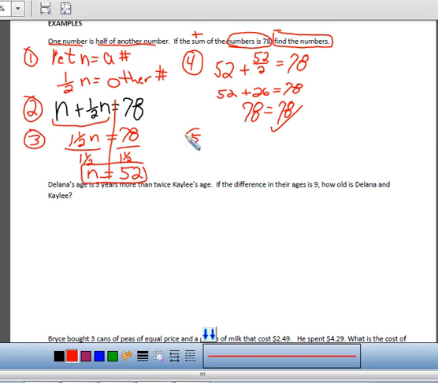And then step 5 is to write out the solution. Now, we're not answering this one with a complete sentence. So the two numbers I have are 52, and the 1/2 n, or the other number, is 26. And make sure you put a box around your final answer so that I, or whoever's grading this, doesn't have to go look for it. Okay, so there was one example. Let's do another.